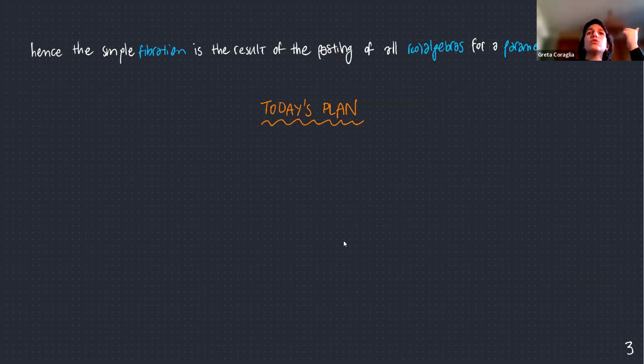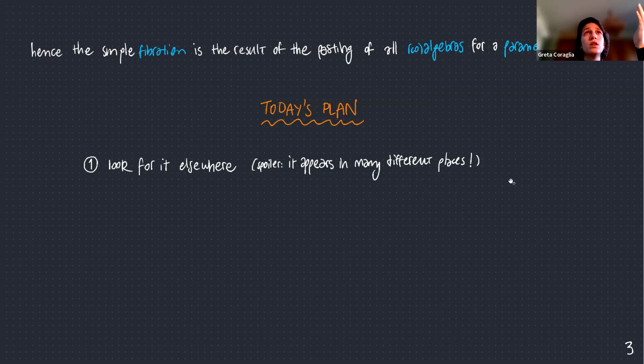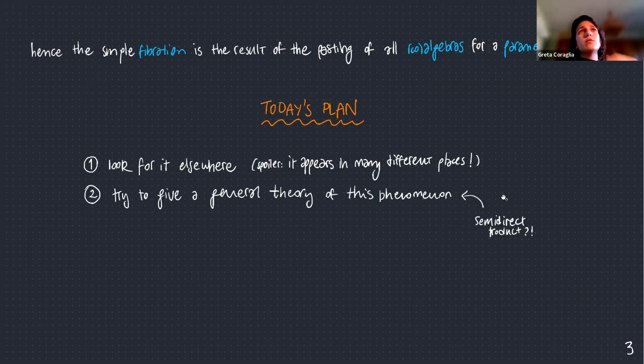So today's plan is, first of all, to look for this behavior elsewhere. And actually, we will see that this happens quite a lot. We will see that it appears in many different places. The second thing that we'll do is try to give a general theory of this, as we often do in math. So we see something funny and we try to give a theory of that. And we'll see that the semi-direct product comes into play, maybe unexpectedly.